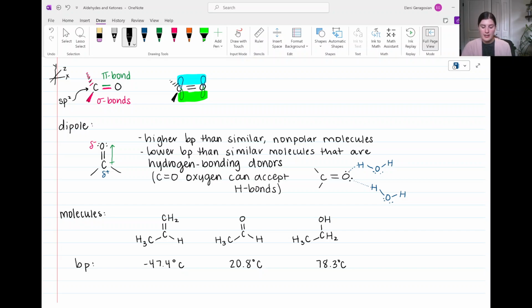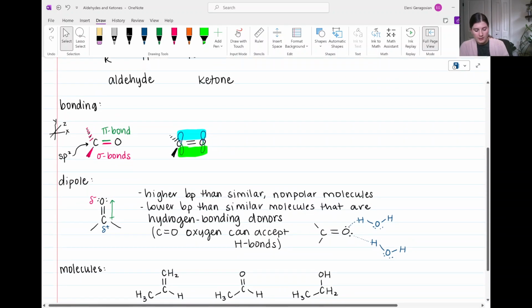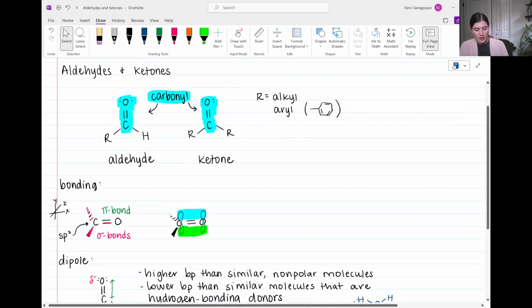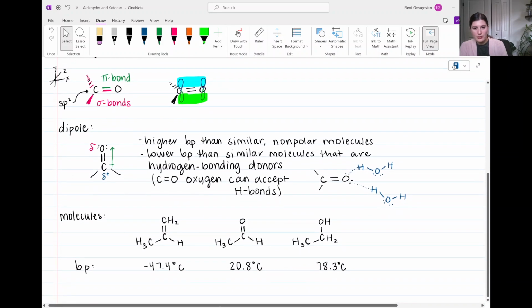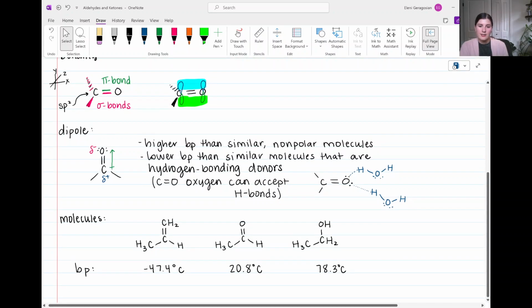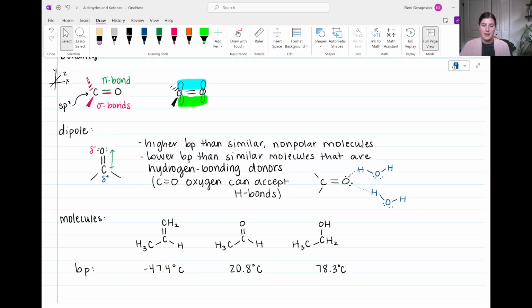So the main takeaway here is that aldehydes and ketones, because they have a carbonyl bond, so going back to the beginning, we have a carbonyl bond between carbon and oxygen that exists in unhybridized p orbitals overlapping between carbon and oxygen. There is a dipole in the molecule, so we have a slightly higher boiling point, but not quite as high as hydrogen bonding molecules.